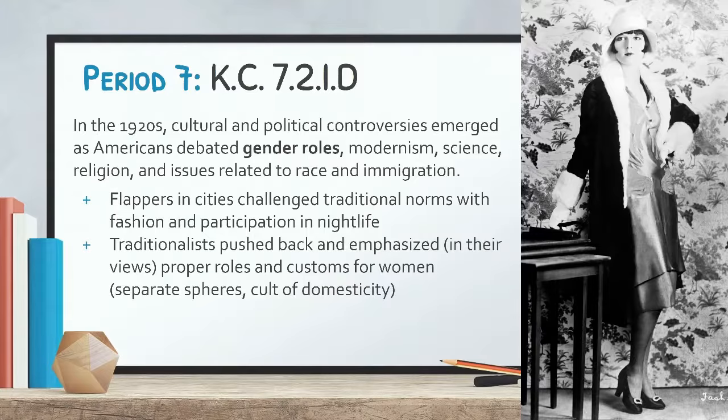Speaking of the 1920s, going back to the key concepts, 7.2 says, in the 1920s, cultural and political controversies emerged as Americans debated gender roles, modernism, science, religion, and issues related to race and immigration. A couple of examples that fit this concept are the Flappers, who are mostly middle and upper class city socialites. They challenged traditional norms with fashion and participation in nightlife, while traditionalists pushed back and emphasized, in their views, proper roles and customs for women.